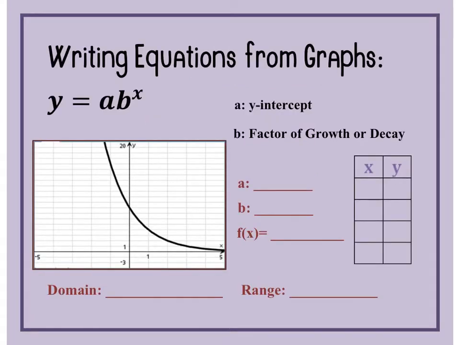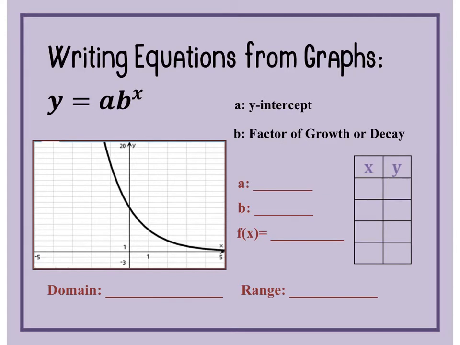So the equation we're going to write today is going to be in the form of y equals ab raised to the x power. A is going to stand for the y-intercept, that is your starting point, and b is your factor of growth or decay. If it's a growth, your b value is going to come out to greater than 1, and if it's a decay, your number is going to come out to between 0 and 1.